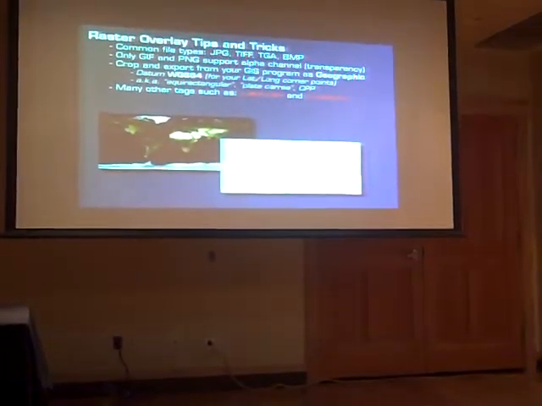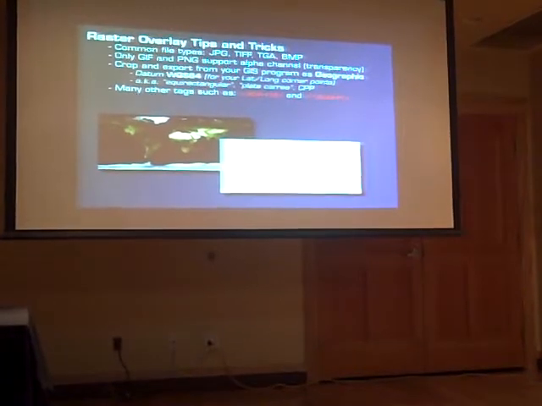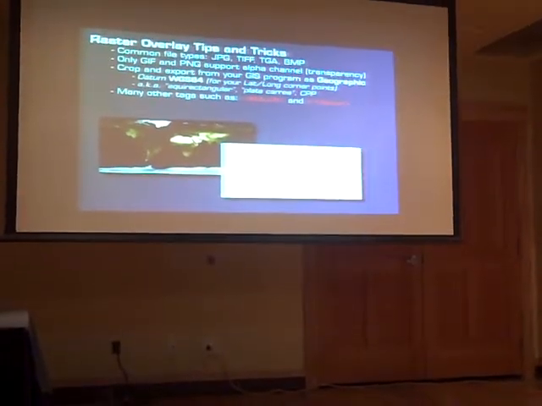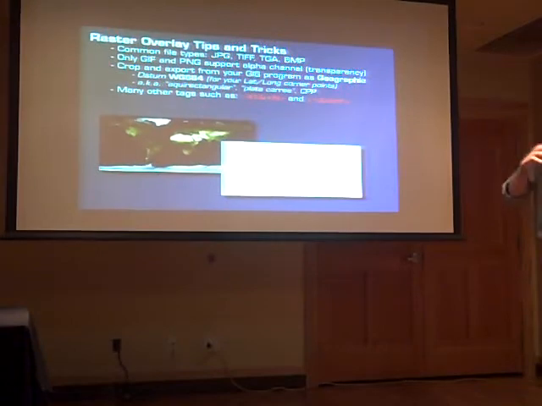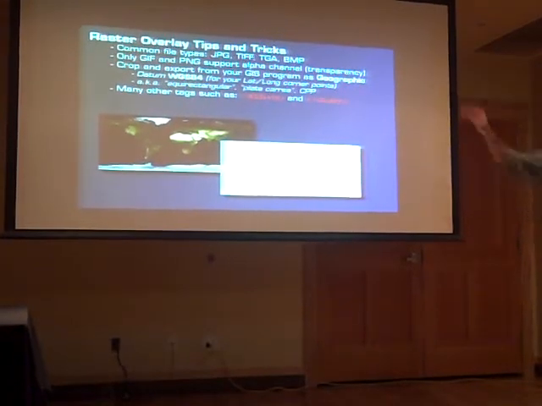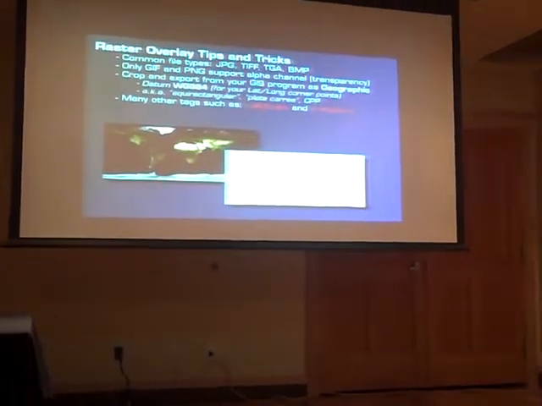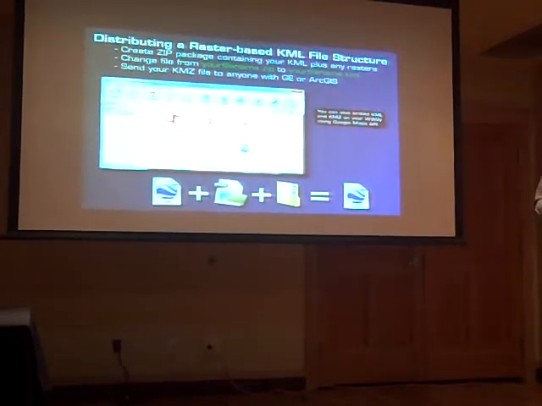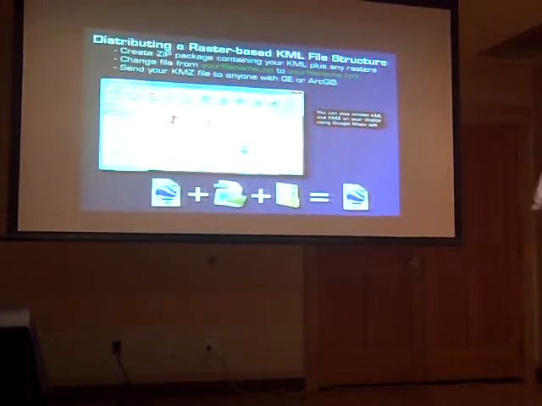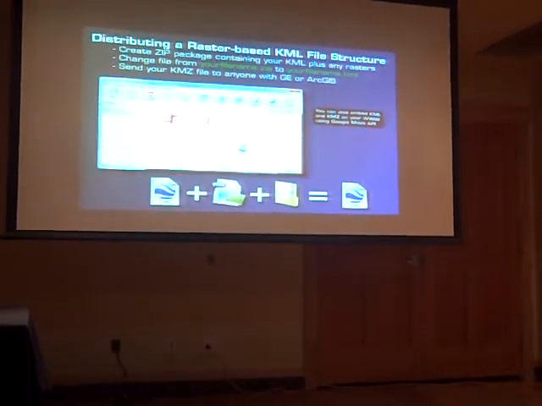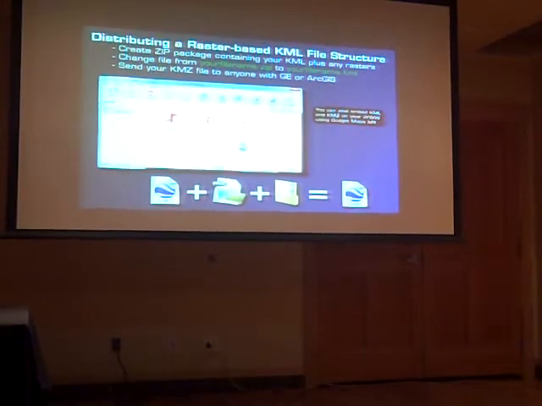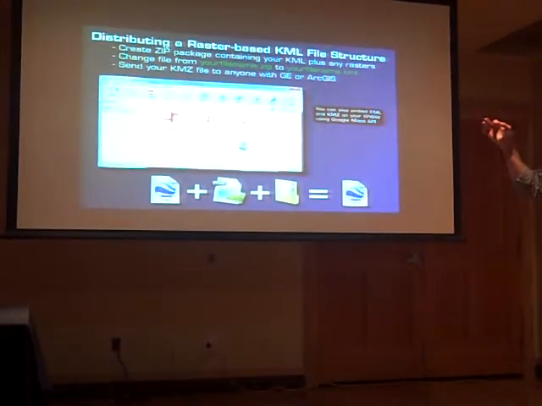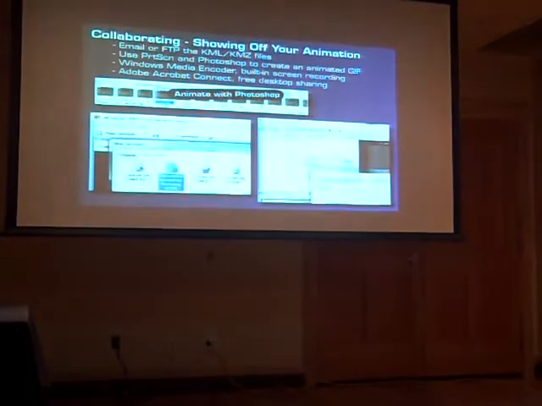Some tips about raster overlays. Any image format works pretty well. Remember, with GIFs and PNGs, you can use transparency, which is pretty helpful. Crop them, and use geographic WGS84 for your datum. If you want to package that for other people to see, take your KML file and all the images and put them in one zip. Then you can FTP, email, whatever, and anybody can open that in Google Earth or ArcGIS.